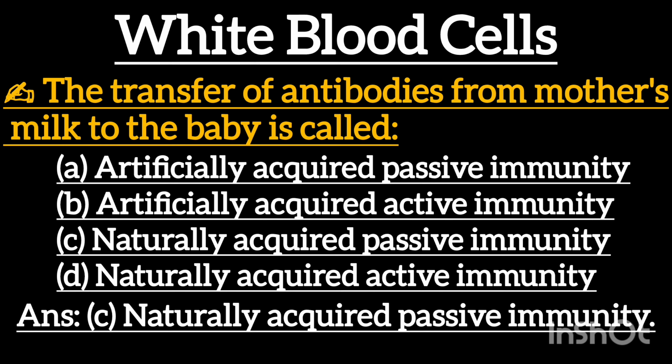Next one: the transfer of antibodies from mother's milk to the baby is called? Option A, artificially acquired passive immunity. Option B, artificially acquired active immunity. Option C, naturally acquired passive immunity. Option D, naturally acquired active immunity. Correct answer is option C, naturally acquired passive immunity.